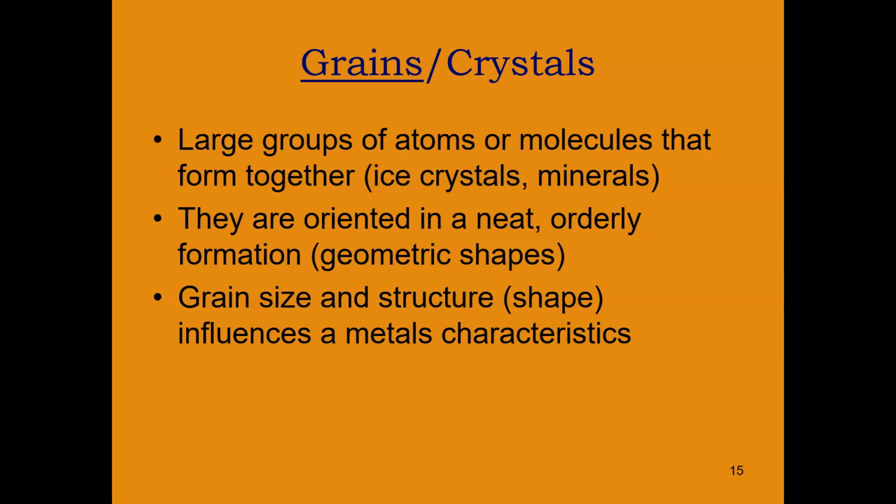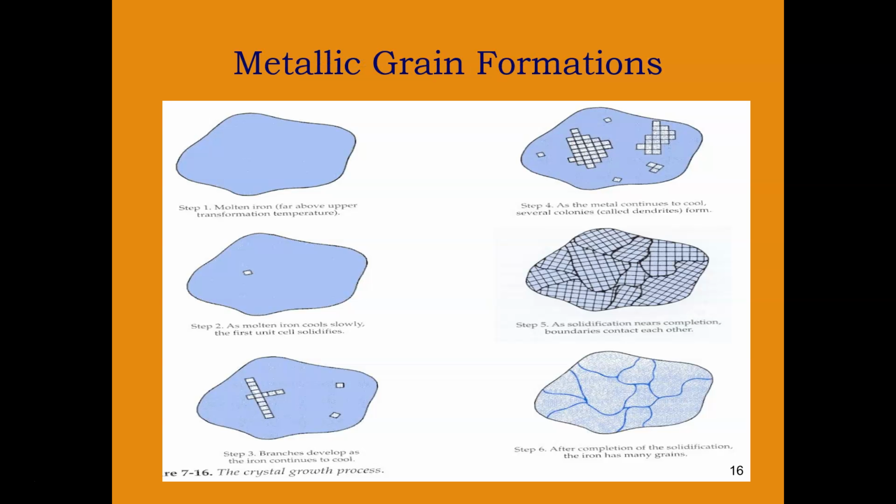Grains and crystals. Large groups of atoms or molecules that form together, like ice crystals and minerals. They are oriented in a neat, orderly formation, which forms geometric shapes. The grain size and structure influences a metal's characteristics. Metallic grain formations. Through the process of heating and cooling, grain structure can be manipulated to achieve desired properties for manufacturing.